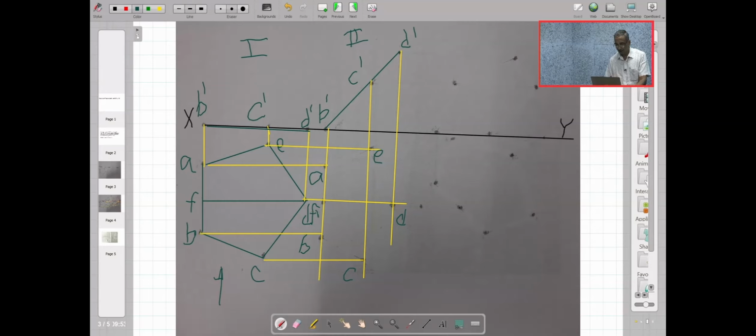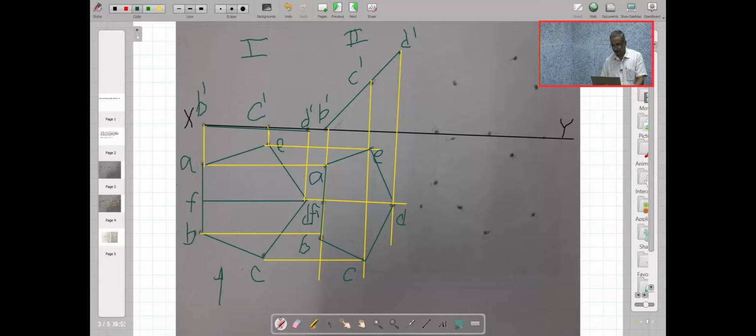Now let me connect all the points, thereby I will be getting the top view of the pentagon while it is tilted at an angle of 45 degrees to HP. I hope that the lines are visible to you. So this is my new pentagon, A, B, C, D, E, and this is my front view, this is my top view. So with this, stage 2 is completed, now we will move on to stage 3.